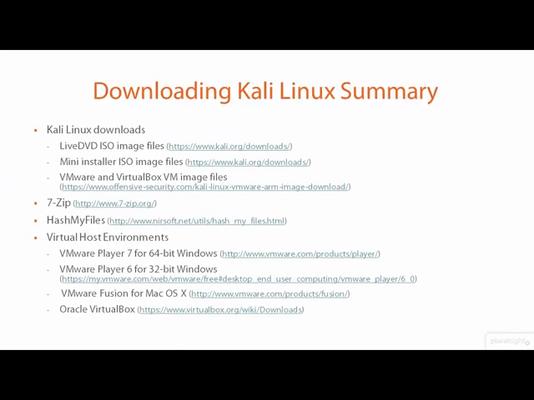In this demo, we saw how to download the Kali Linux Live DVD installation ISO image files, the mini installer ISO image files, and the Kali virtual machine images for VMware and VirtualBox. I showed where to find the installers for the 7-zip and Hash My Files tools, and how to check the hashes of the files you download to verify their integrity. I also showed where to download VMware Player 7 for 64-bit Windows, VMware Player 6 for 32-bit Windows, VMware Fusion for Mac OS, and Oracle's VirtualBox as a non-VMware virtual environment alternative.